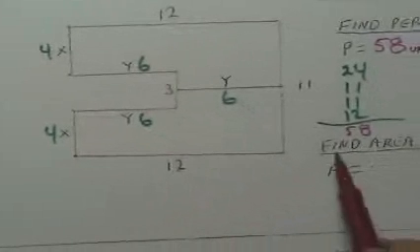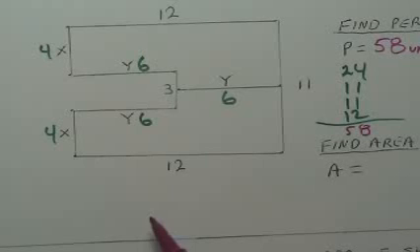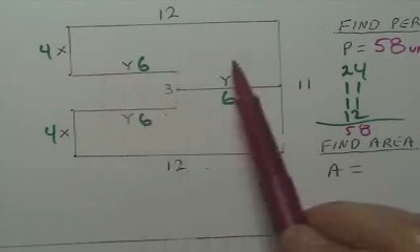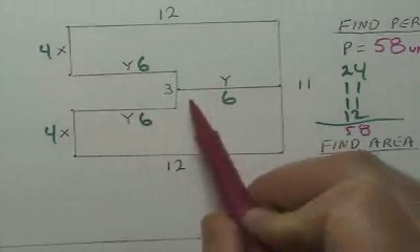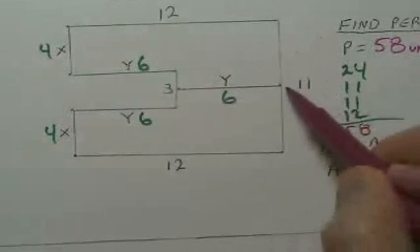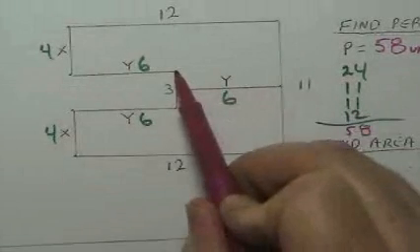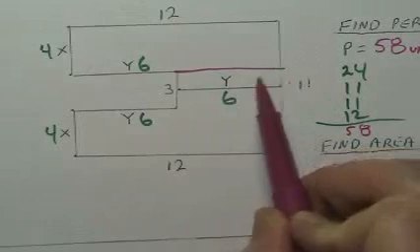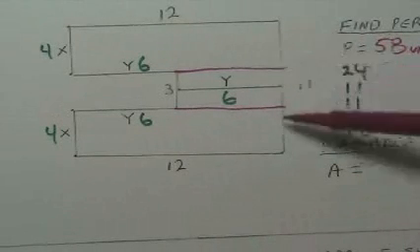Now we need to find the area. To find the area, it's best if we divide this up. You can divide it any way you wish. To me, because this is kind of an odd number, it'll be like a fraction here. Because if I divide 11 in half, that's not a nice clean number. So what I'm going to do is draw a line across here and here. Okay, so now it's nice and even.